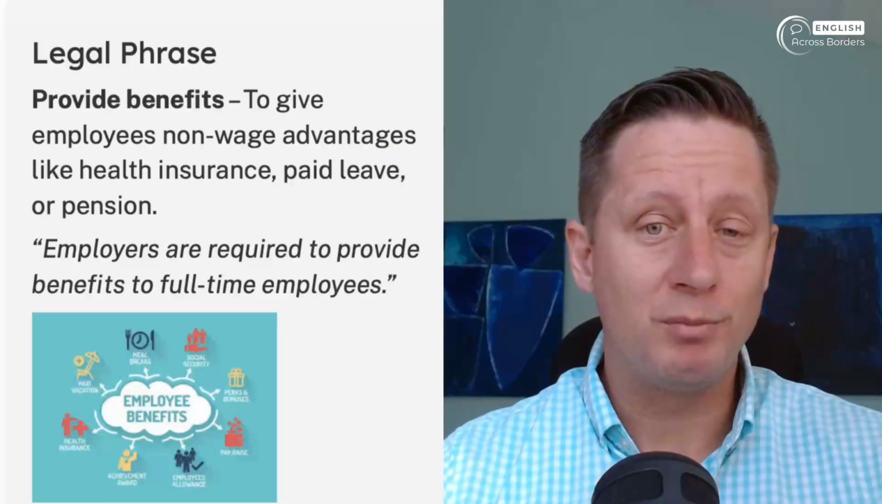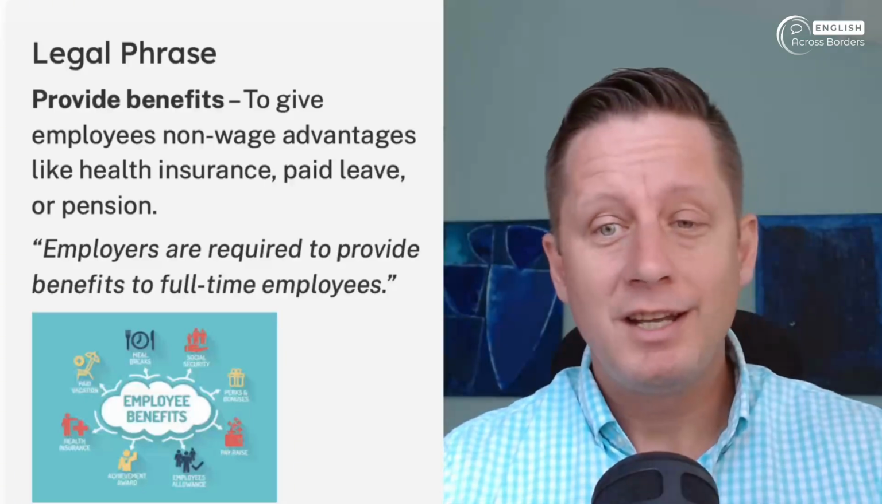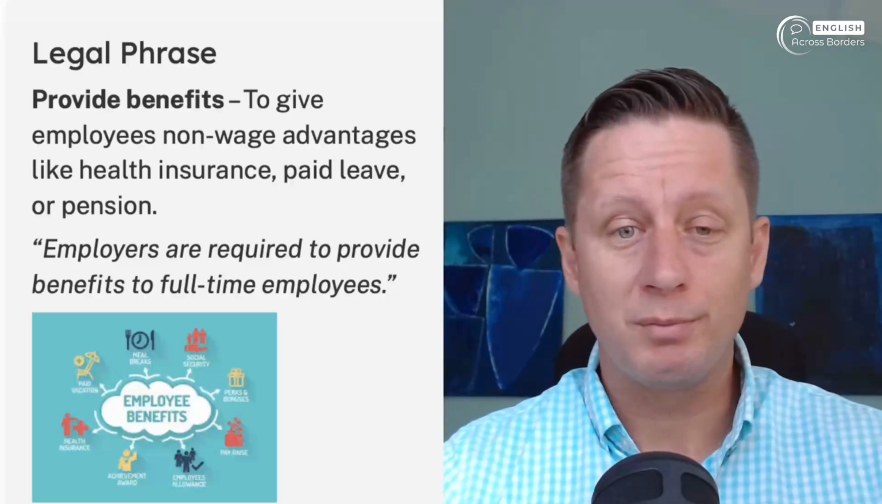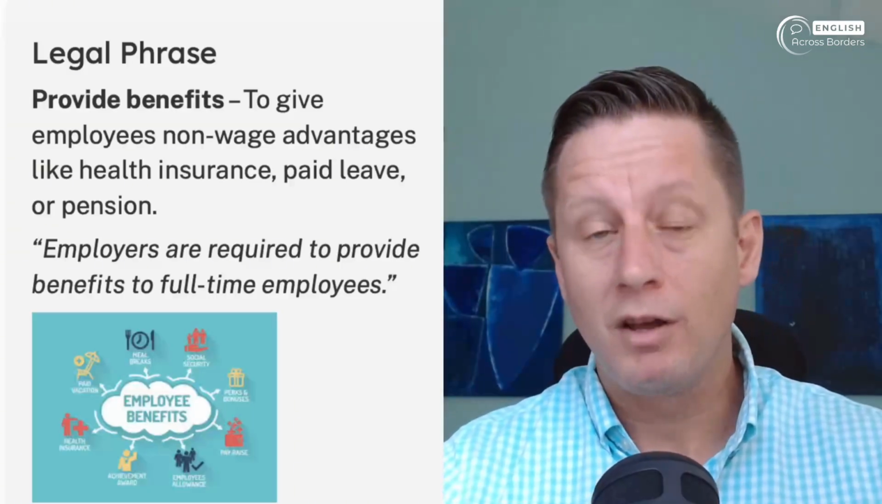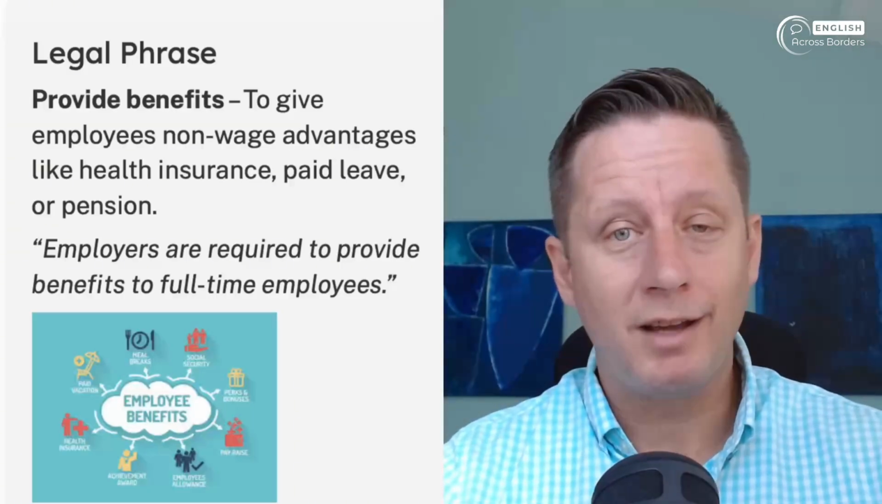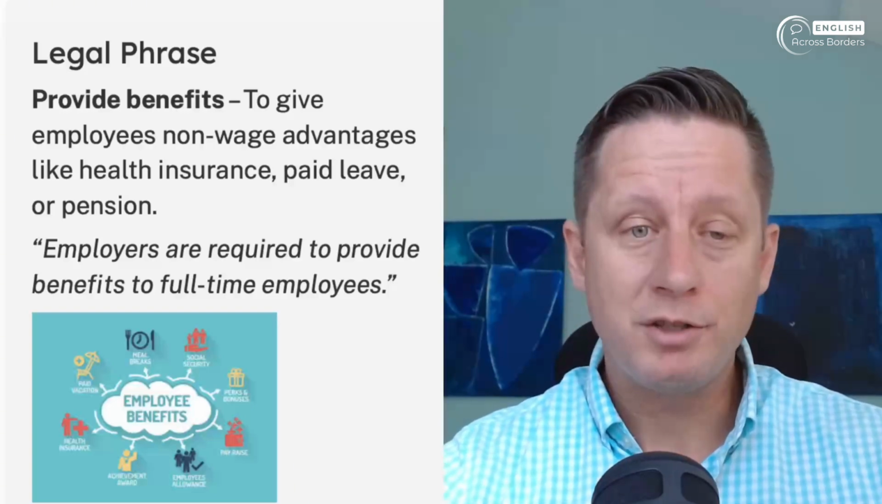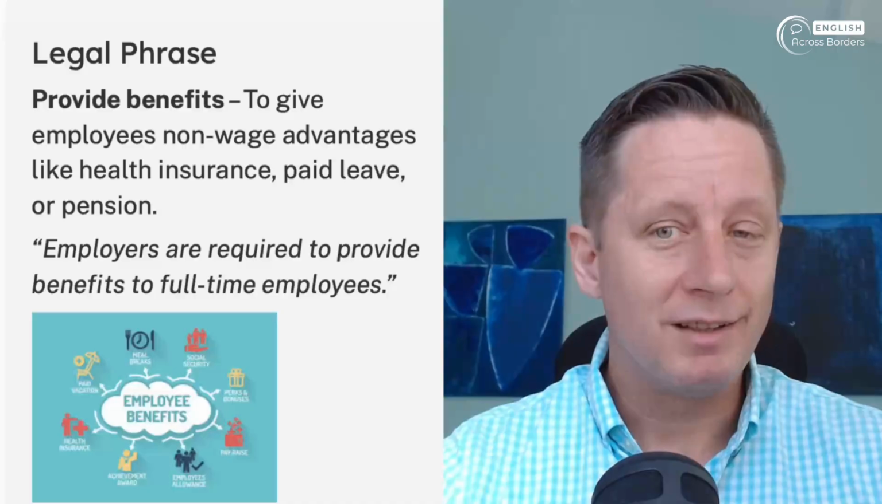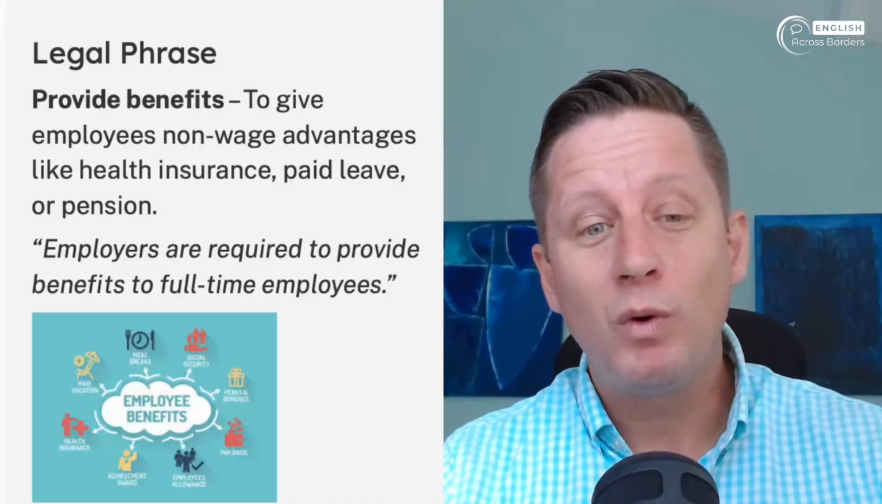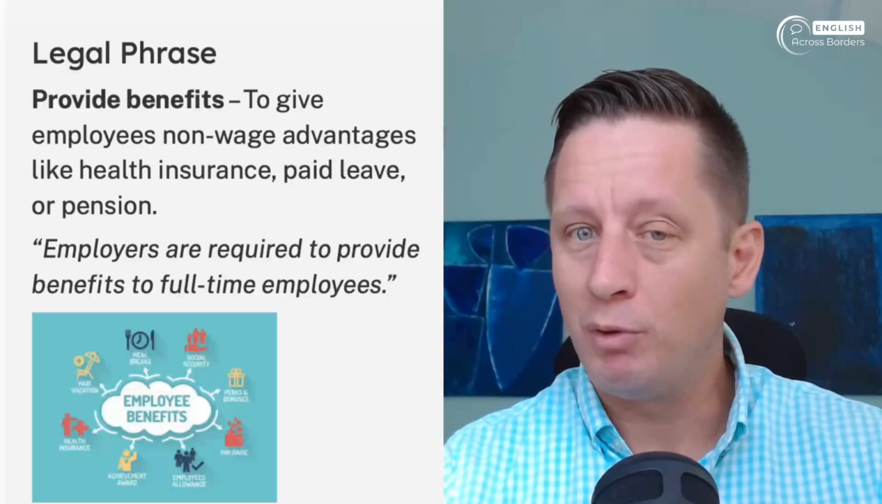Job A pays more but has no benefits, and Job B includes health insurance, paid holidays, and a pension. The lawyer explains only employees are entitled to benefits. Contractors manage their own. Providing benefits, like we talked about before, is one of the clearest signs of employment status.